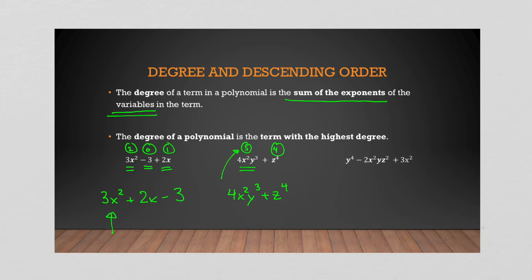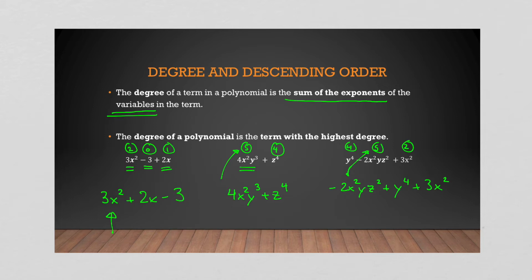Now here we have degree 4, degree 5, and degree 2. So in descending order, it's going to be negative 2x squared y z squared plus y to the 4th plus 3x squared. It's just good habit to put it in descending order. And again, this is a 5th degree polynomial.